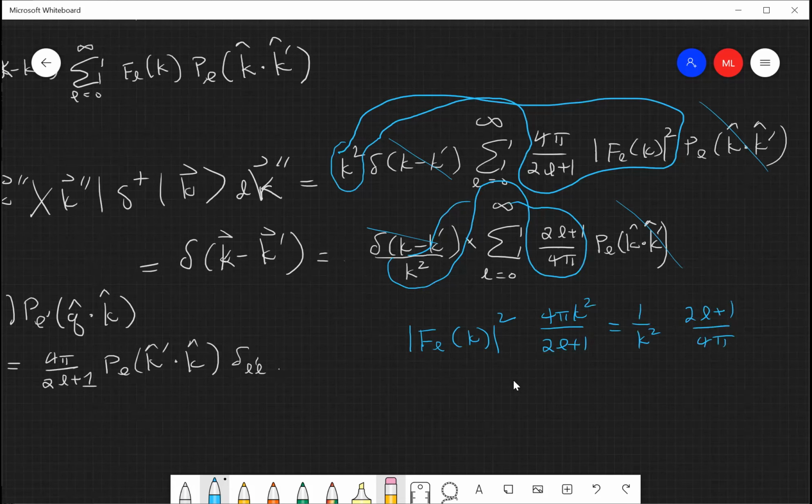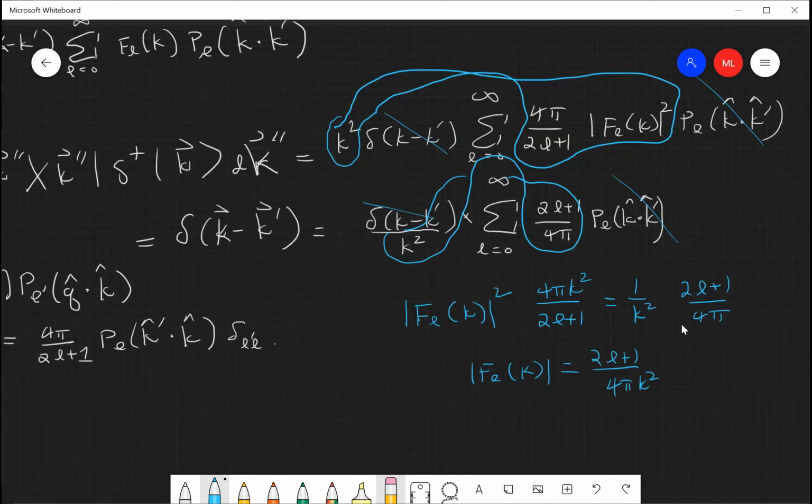So it's completely constrained. The magnitude of f_L is constrained to be 2l plus 1 over 4 pi k squared. You can just work it out and take the square root. You see, this factor is just the inverse of this factor. So once you multiply it out, what you're left with is just this factor squared, and then you take the square root and you'll be left with this.